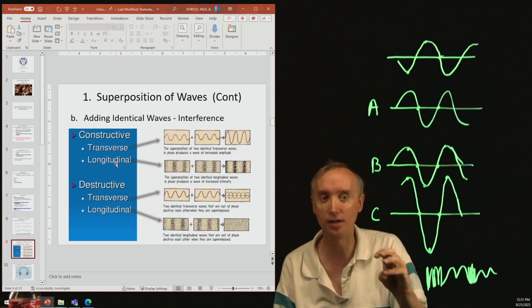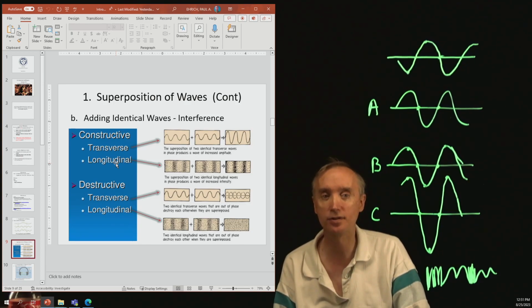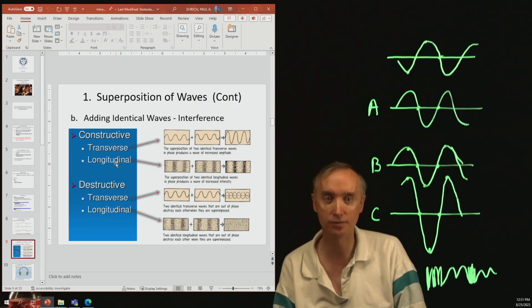All right, what's constructive going to look like? So you're going to see constructive light, and it's going to be extra bright. And if it is constructive longitudinal and it's sound, it's going to be extra loud when that happens.